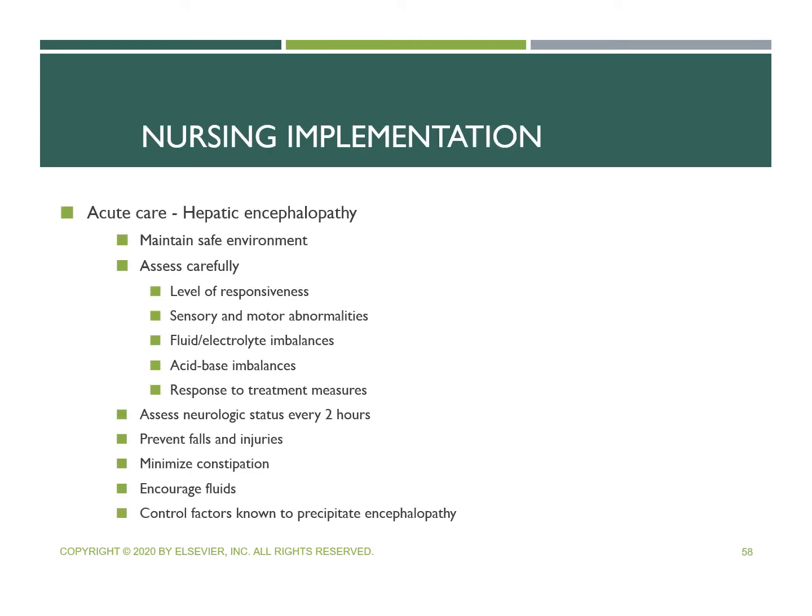Here's some additional information on the acute care of the patient with hepatic encephalopathy. Remember, that is the high ammonia level. Making sure the patient is safe is a priority. You're going to need to assess carefully the level of consciousness, the sensory and motor abnormalities, perhaps acid-base imbalances, how they're responding to treatment measures, what is their fluid and electrolyte status. They're going to need a neurostatus at least every 2 hours, making sure that they're not falling or being injured. Minimizing constipation is a must. Encouraging fluids and control factors that are known to precipitate the encephalopathy. That would all be very important.